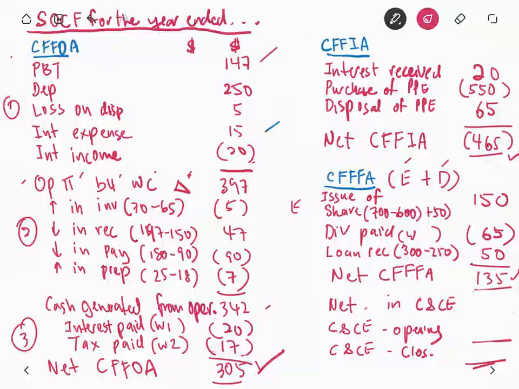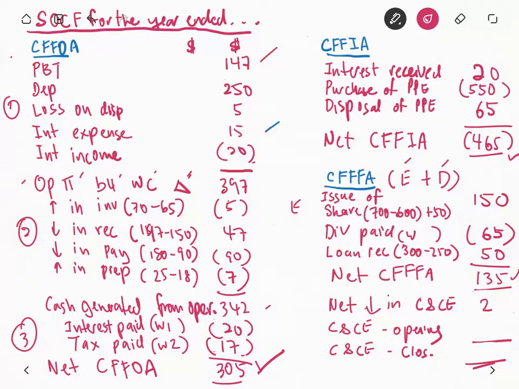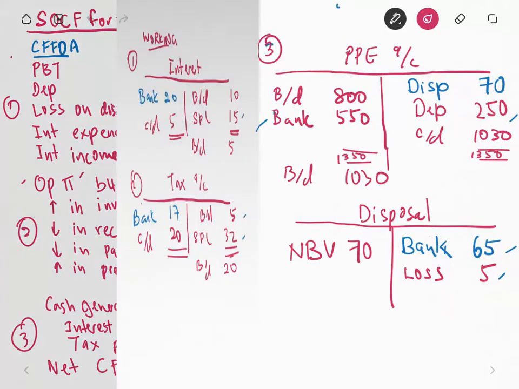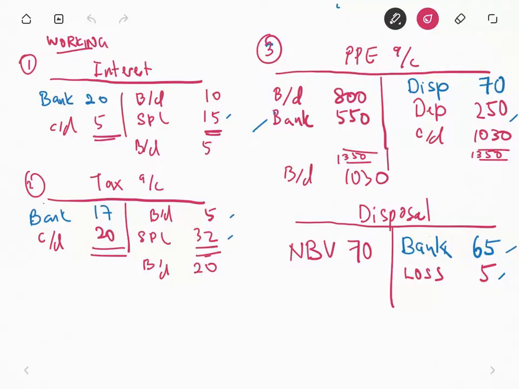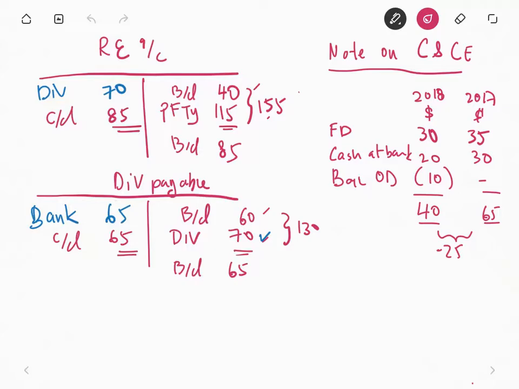Check how much? 305 in, 465 out, 135 in. Net up or down? Net decrease by 25. Cash and cash equivalent opening and cash and cash equivalent closing, you get it from here. My note on cash and cash equivalent opening is 65, closing 40. Get it from your note and put it here.